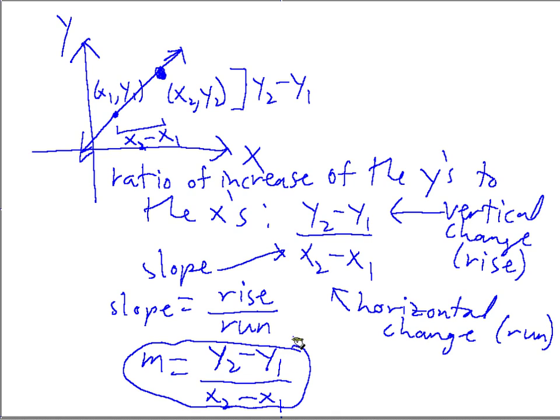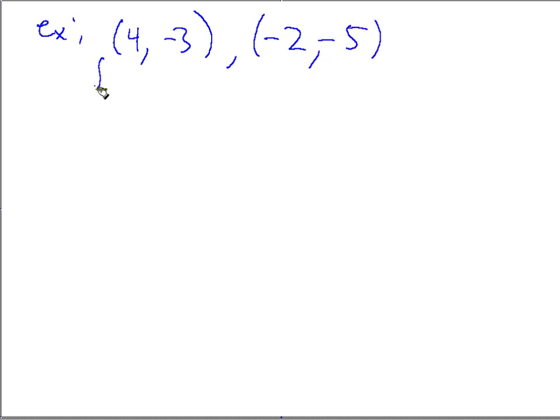Okay, let's use this formula and calculate a few. Let's do a few slope calculations here from the homework. Let me clear out the screen. Suppose I want you to find the slope of these 2 points. Let's make the first point 4, negative 3. Let's say the second point is negative 2, negative 5. So let's find the slope of the line that goes through these 2 points.